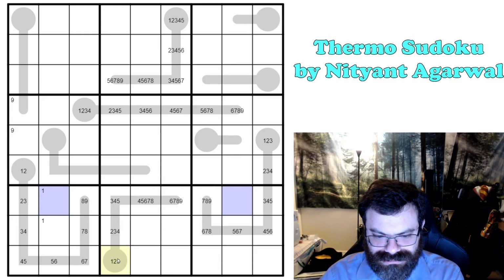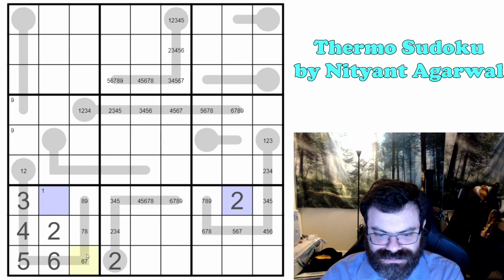Does it work as well if this is a 2 and we force a 2 here? 2 would force 3, 4, 4, 5. So 2 here, 2 here, 2 here. This would be 3. Let's just write that out. So 2 here puts a 2 here, which forces the 2 to be here and this to be 3. And that forces this whole thing, 4, 5, 6, 7, 8, 9.